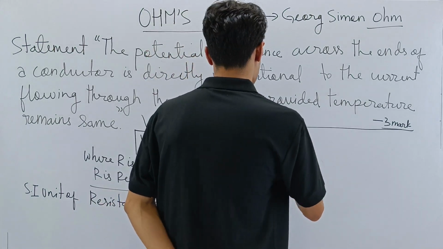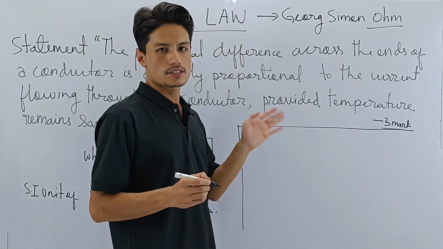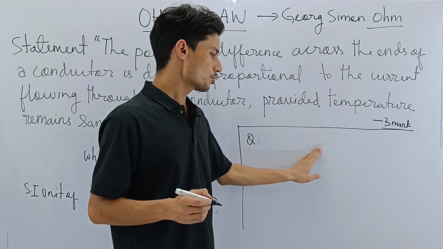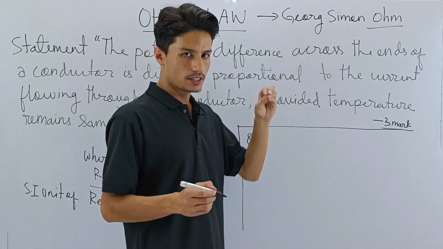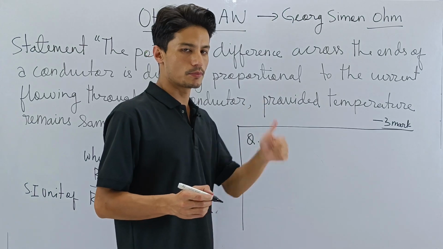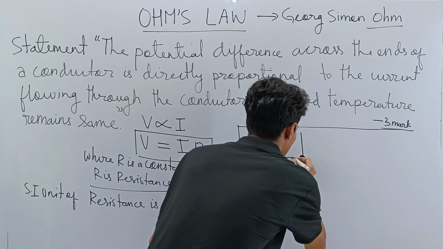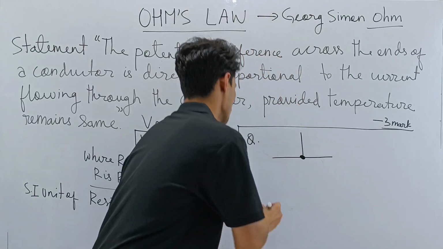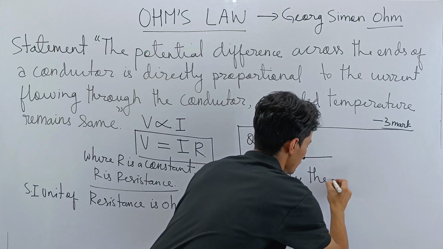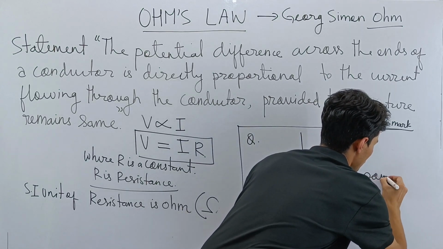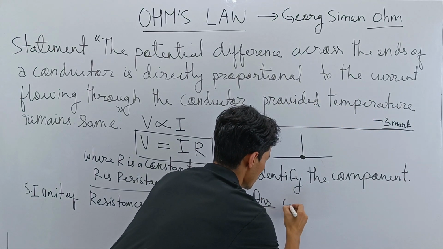So, question. We have already studied the state symbols. I'll just draw a symbol, and you kindly comment the answer. Identify the symbol and give the answer in the comment box. It will be much appreciated. So, tell me what is the name of this component. Identify the component, and answer in the comment box.